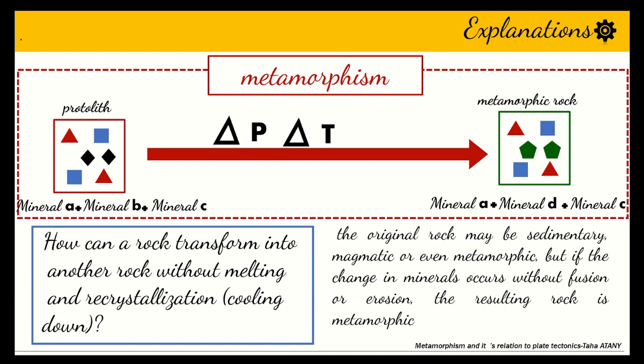Simply put, the protoliths could be sedimentary, magmatic, or even metamorphic. But there are two conditions to name a metamorphic rock. The change of mineral is done in a solid state, meaning the mineral changes without melting of the rock, or erosion, or mechanical erosion. So if this occurs, we have a metamorphic rock.